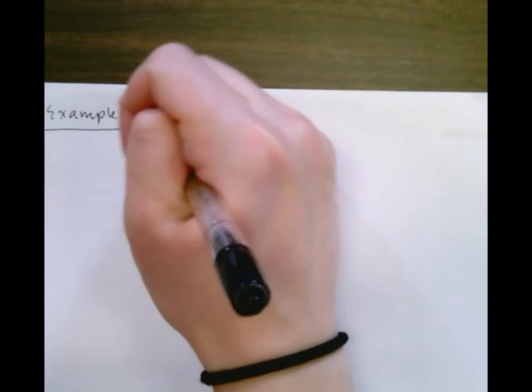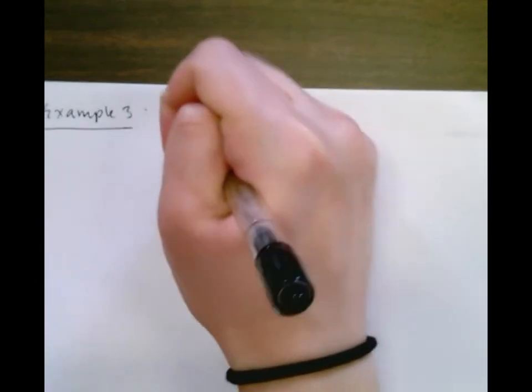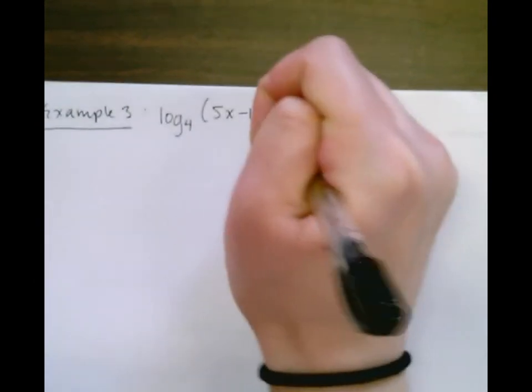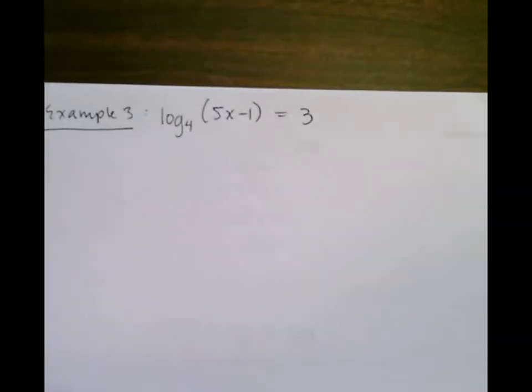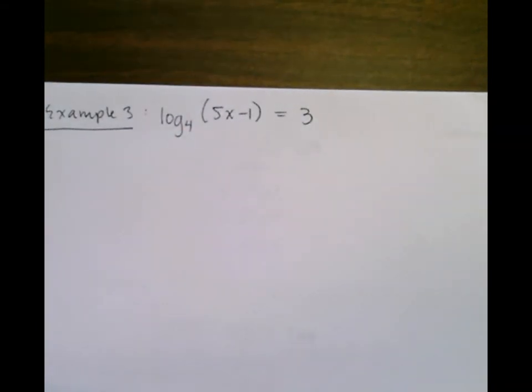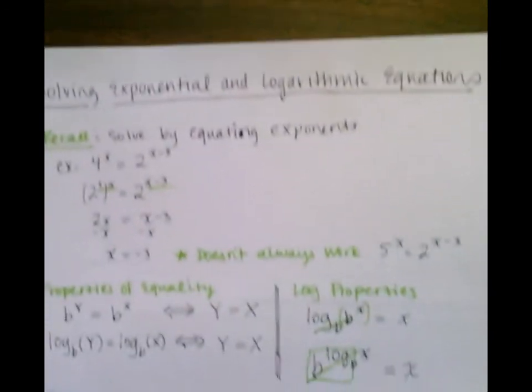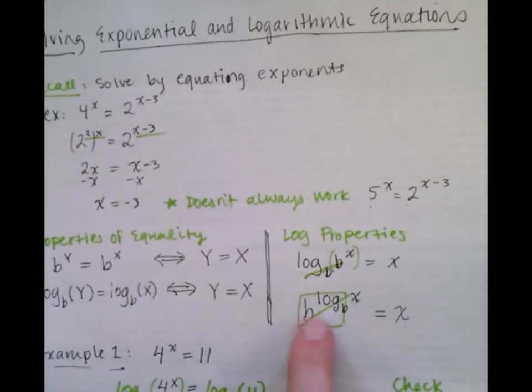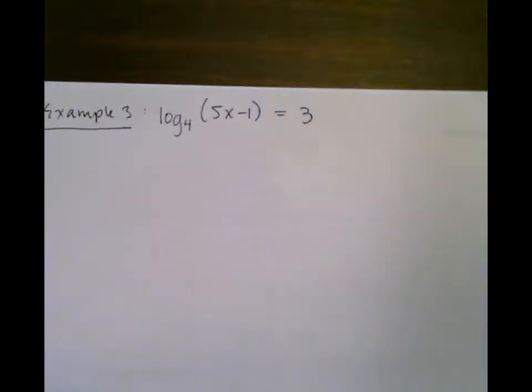For our next example, we have log 4 of 5x minus 1 is equal to 3. The idea is I'd like to find a way to get rid of this log base 4. What I'm going to use to do that is one of our log properties. I'm going to slide our paper down to remind us that if we take the base to a log power where that base matches, we'll just get what's inside of the log. We're going to use that property here.